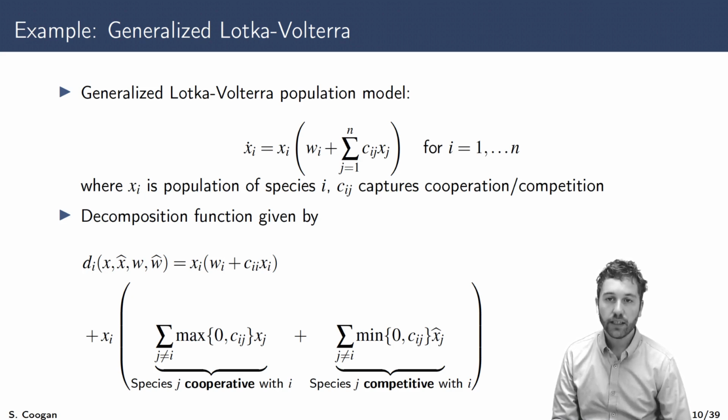The sign of cij captures whether the species are in competition or cooperation. If it's positive, the species are in cooperation, and if it's negative, the species are in competition. We can then construct the ith component of the decomposition function by setting it equal to the ith component of the vector field, except we exchange xj with x hat j whenever species j is competitive with species i. In this way, this particular decomposition function separates the competitive and cooperative effects of the dynamics.